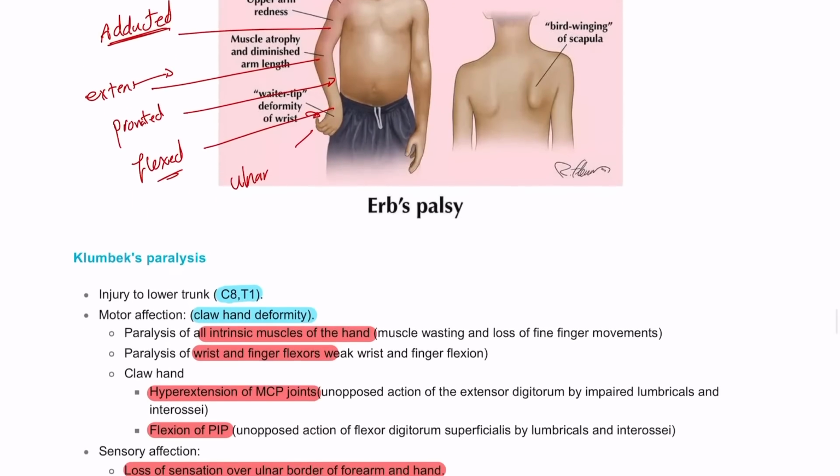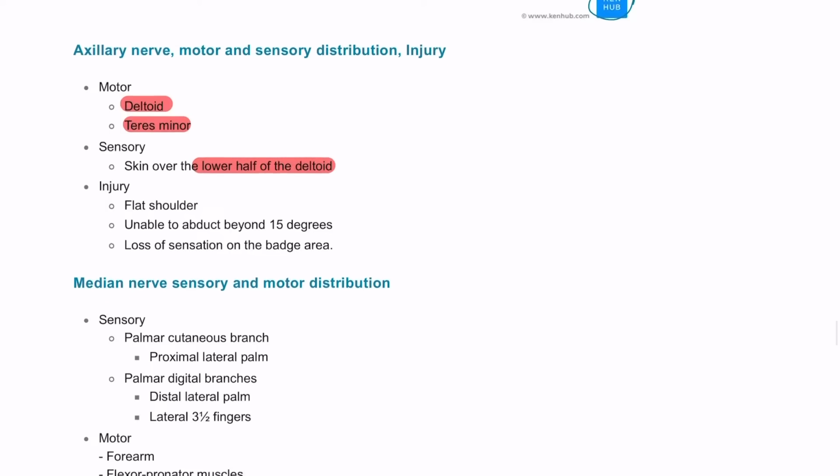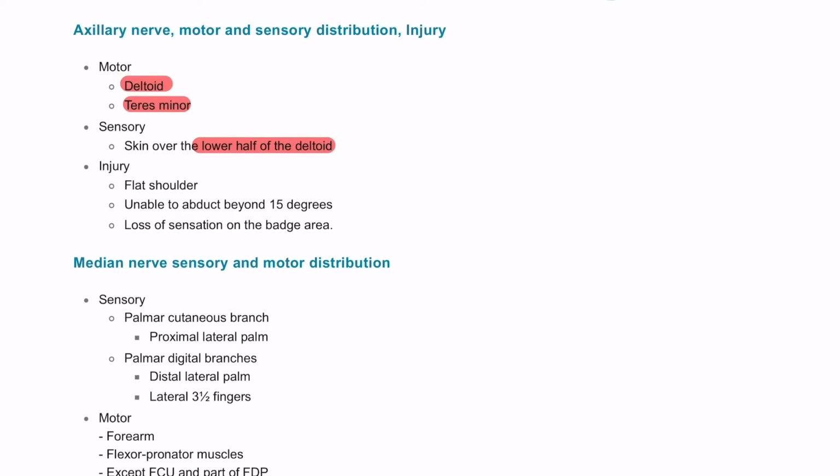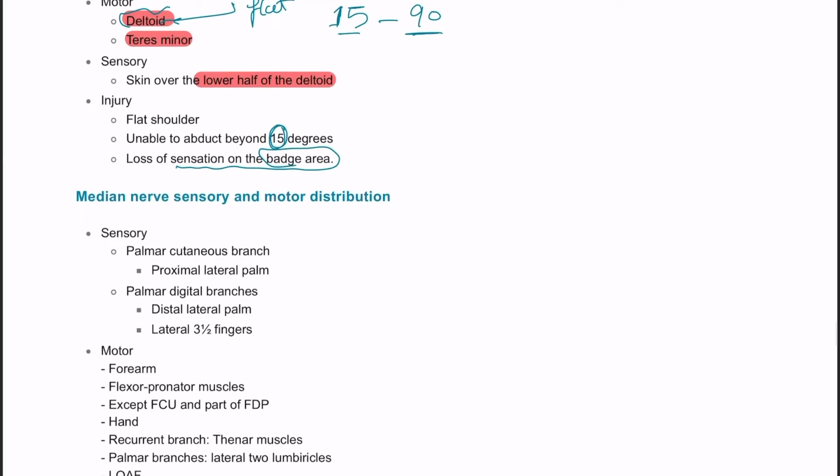So the motor supply by the axillary nerve will be the deltoid and teres minor muscle, and the sensory supply is skin over the lower half of the deltoid, or the badge area. And any injury to that will lead to paralysis of the deltoid, and that will lead to flat shoulder. The deltoid, if you remember, was responsible for abduction of the shoulder joint from 15 degrees up to 90 degrees. So basically, your arm will not be able to abduct beyond 15 degrees, and there is loss of sensation on the badge area as well.